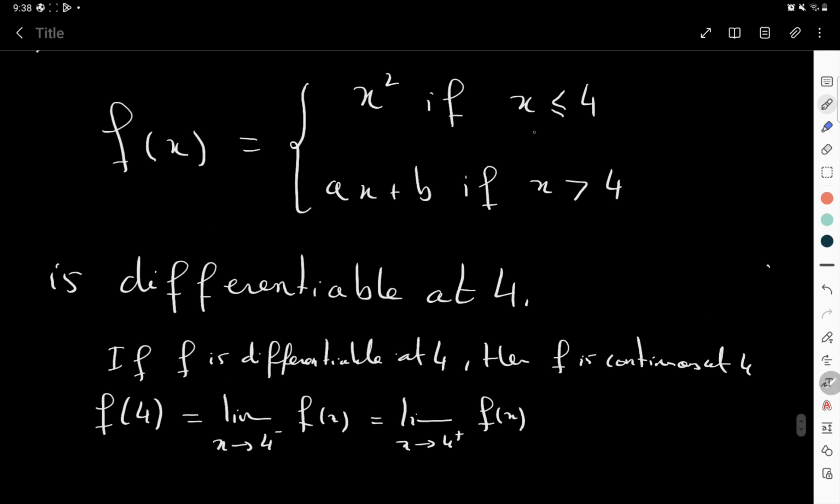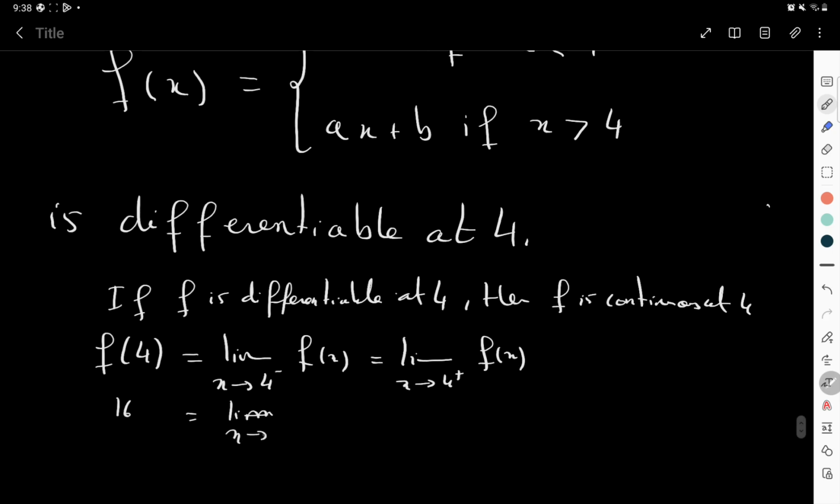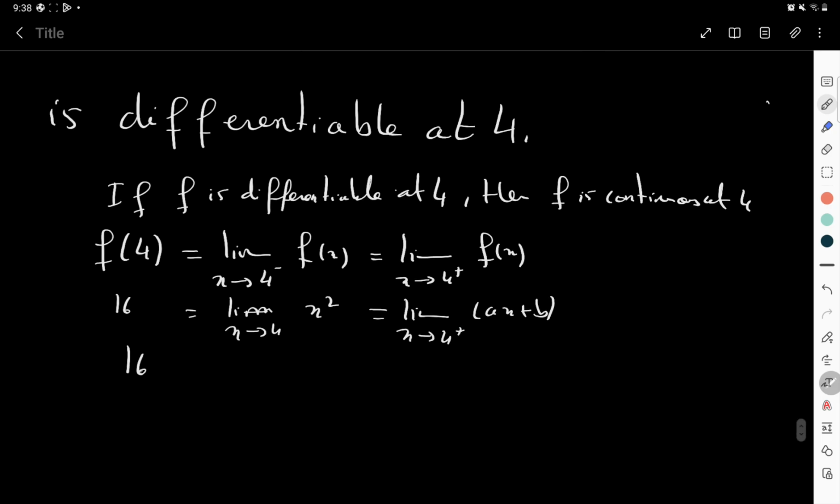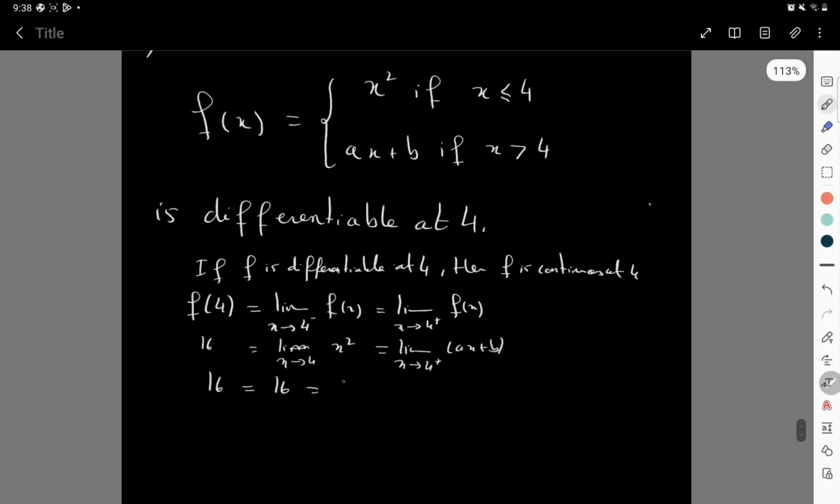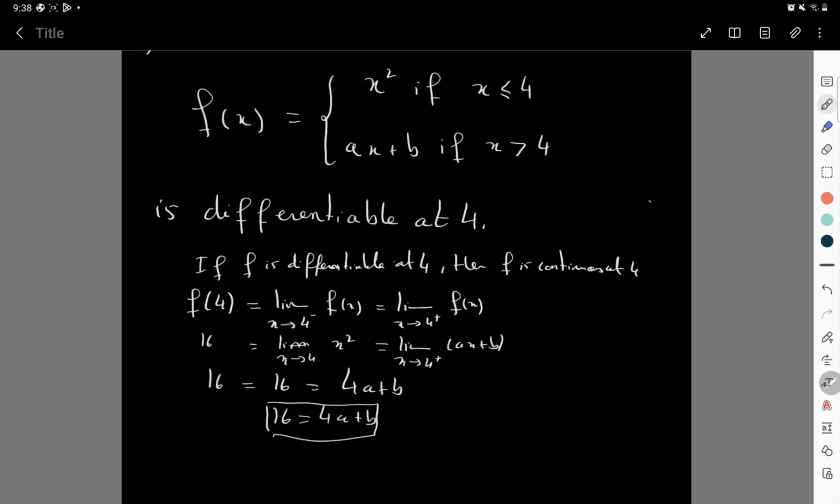Now f of 4, notice that since f of x is x squared if x is less than or equal to 4, is 16. If x is strictly less than 4, f of x is still x squared. And if x is strictly bigger than 4, then f of x is ax plus b. So what do we have here? We have that 16 should be equal to 16 and should be equal to 4a plus b. So this is one equation. One equation comes from the continuity of f.